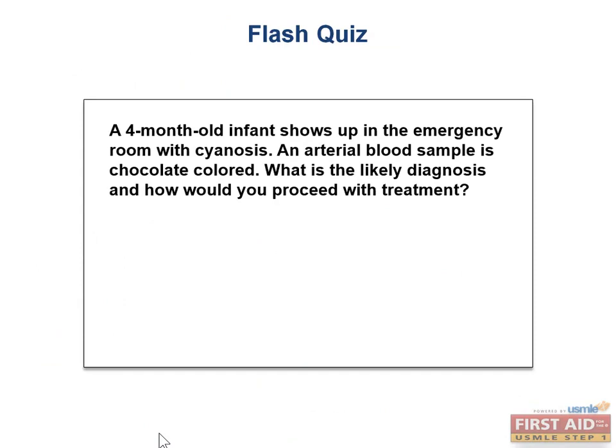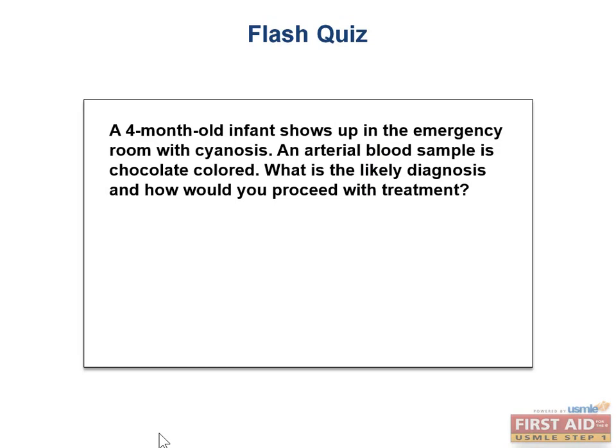So there are many other toxin-antidote relationships that are going to be useful to know, and my recommendation is to make flashcards of these. These can turn out to be easy points on test day, so you really don't want to neglect them. So let's do a practice question now.